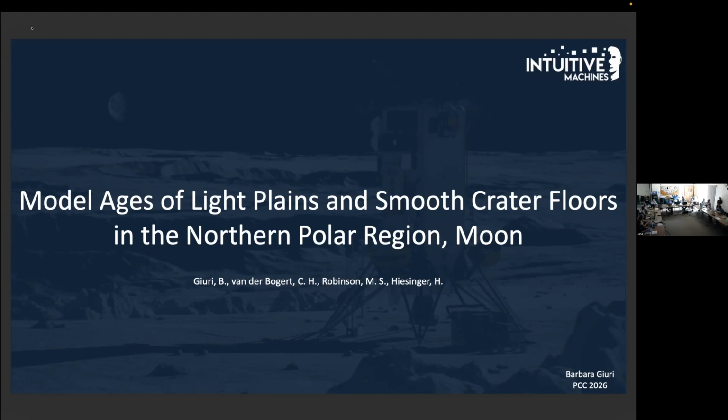So the point of this work was to basically cap and conclude the first light plains model age map of the moon. What I will be showing you here is just those for the North Pole.